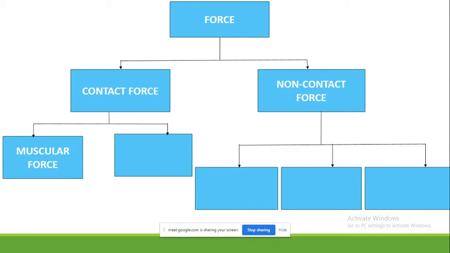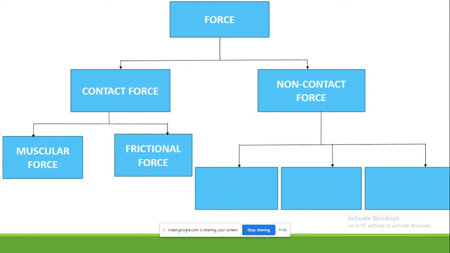Okay, Pranadi, can you give me another one? Tell me another example for contact force. Friction. Yeah, friction. Now, I would like to go to the non-contact forces we have seen. Amrita, can you try to answer? Can you give me an example for non-contact force?